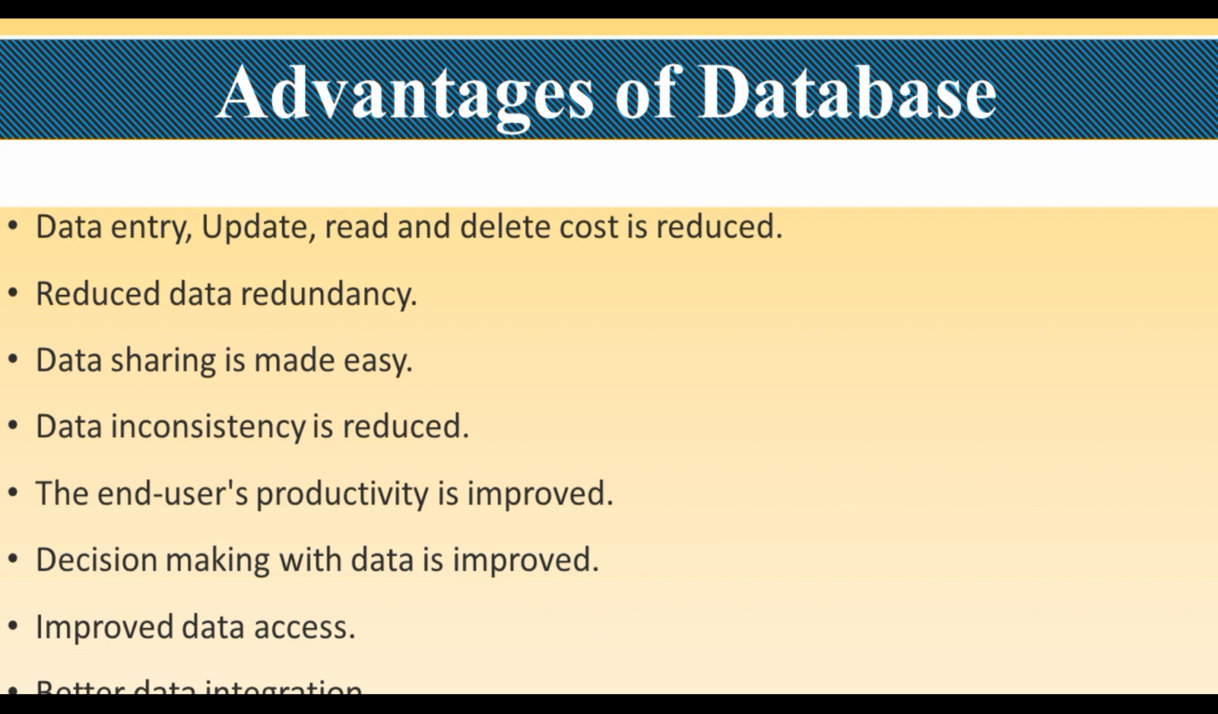Number 4, data inconsistency is reduced. Okay, student, data inconsistency means the information should be consistent. It never changes with respect to the number of databases. So the meaning of the information, I mean to say its importance, will be constant. So data inconsistency is reduced.